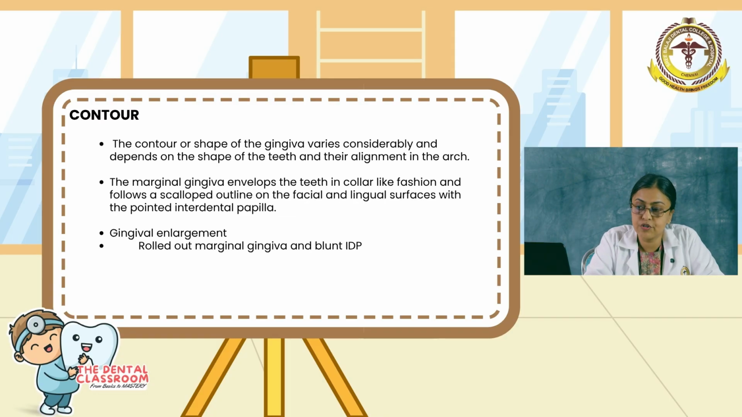Now moving on to the contour of the gingiva. The contour or shape of the gingiva varies considerably and depends on the shape of the teeth and their alignment in the arch. The marginal gingiva envelops the teeth in a collar-like fashion and follows a scalloped outline on the facial and lingual surfaces with a pointed interdental papilla.